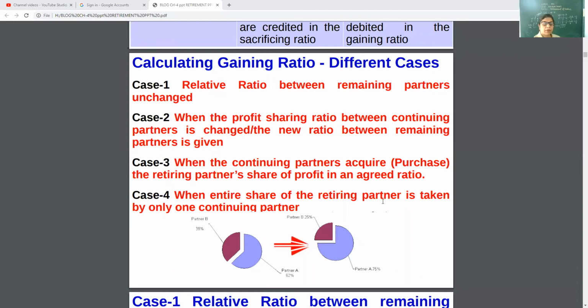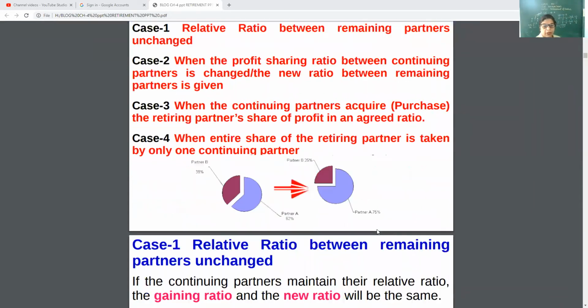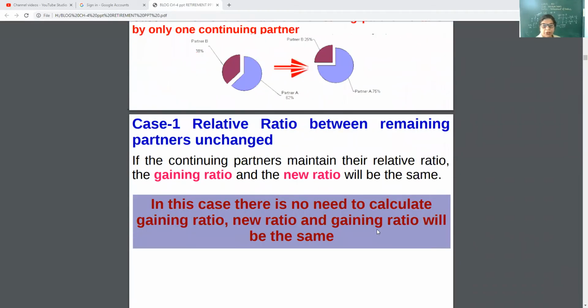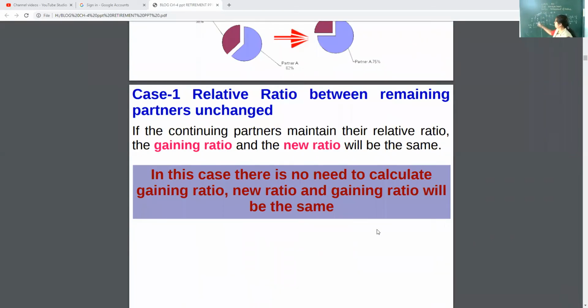Case 1. When the relative ratio between remaining partners is unchanged. Earlier it was 1, 1, 1. Now he retires. The remaining partners are B and C, and their ratio is also not going to change. In this case, the gaining ratio and the new ratio will be the same.